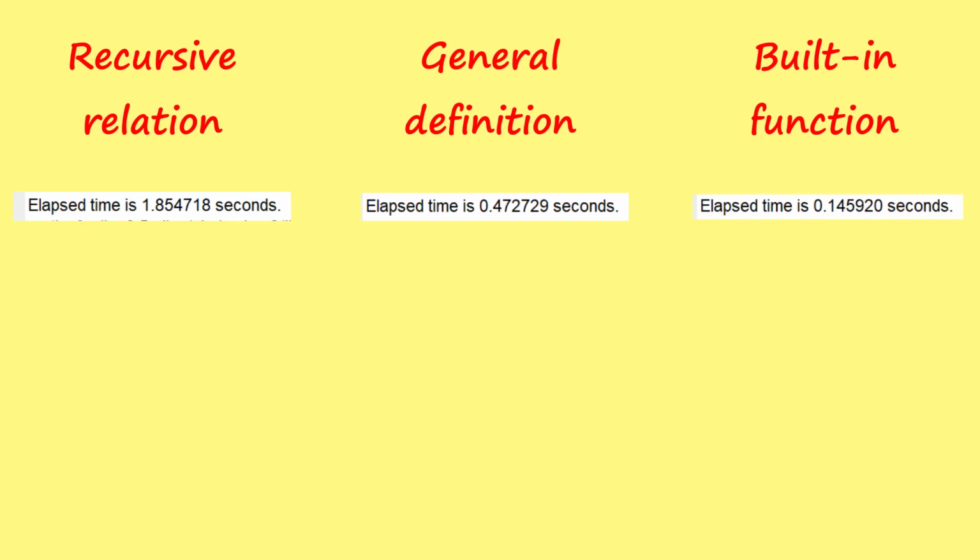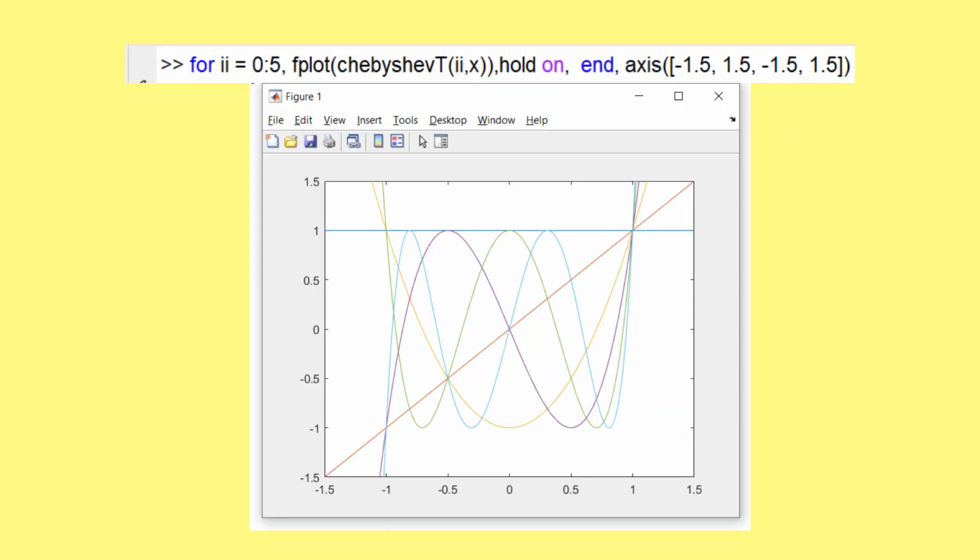Just to compare these three methods to see how fast they are, I run them for the first 10 polynomials, and here are the results. Another thing we can do is plot the first 5 Chebyshev polynomials.